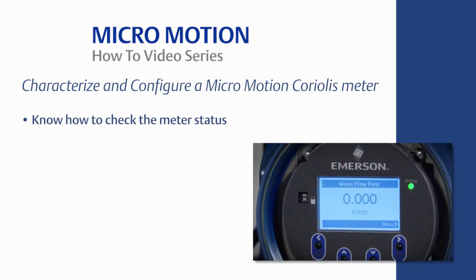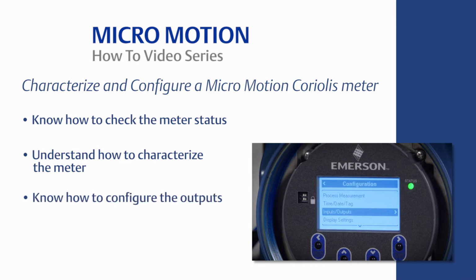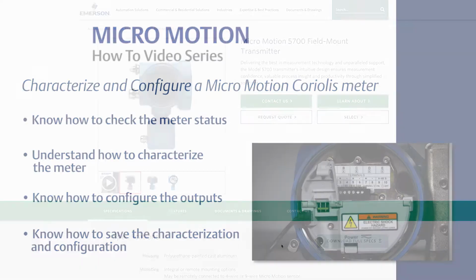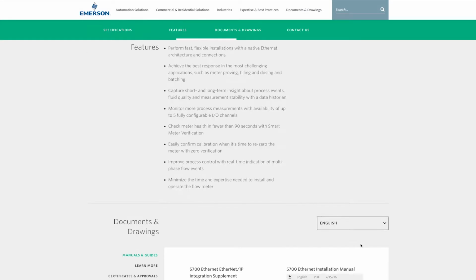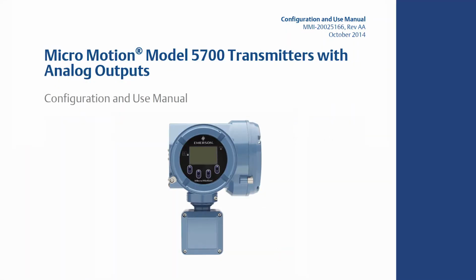Know how to check the meter status. Understand how to characterize the meter. Know how to configure the outputs. Know how to save the characterization and configuration. For the complete set of configuration instructions, please refer to the Micro Motion Transmitter Configuration and Use Manual.